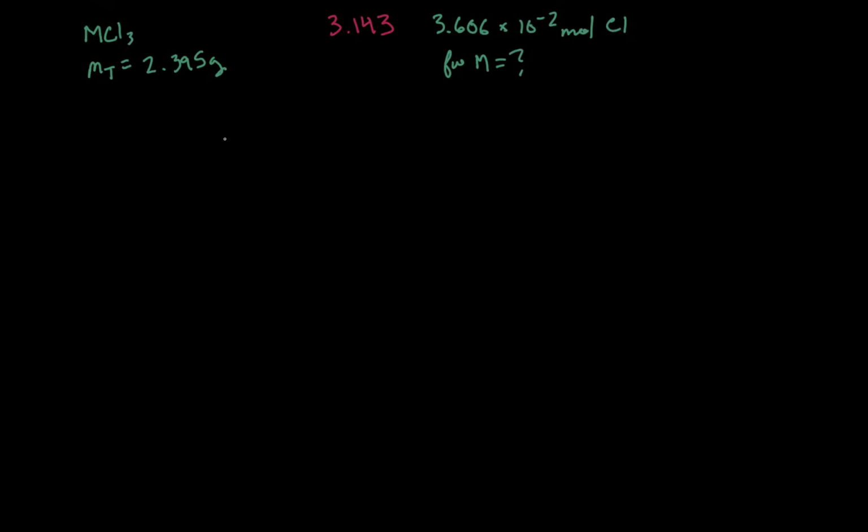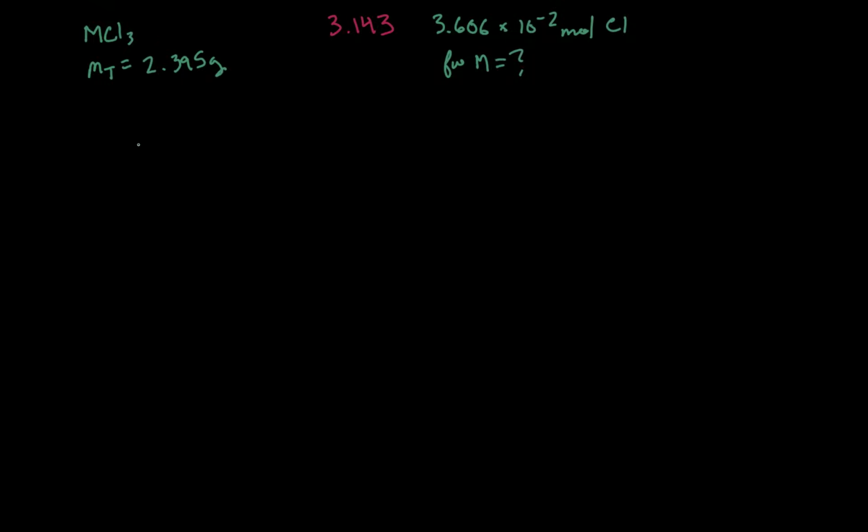So the game plan for this problem is first to find the mass that's contributed by this unknown metal M. That's going to be the first thing we do, right? So to do that, we're just going to calculate the mass of these chloride ions that we have here, right? We're going to subtract it from this total mass. That's going to give us a total mass of that metal that's present.